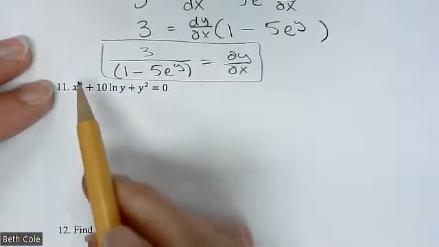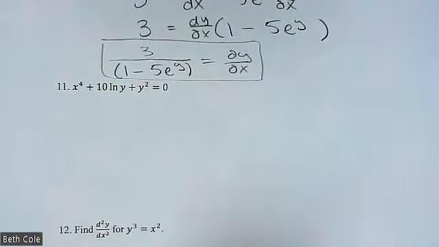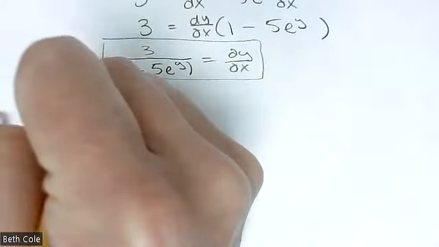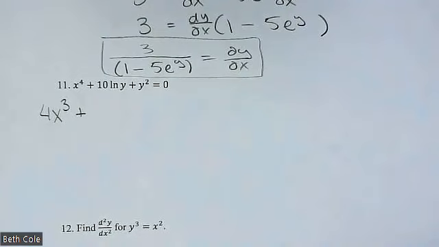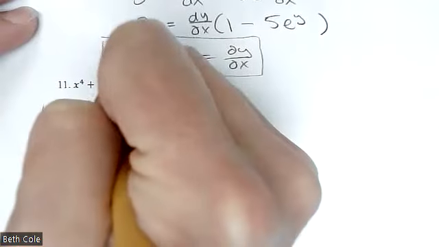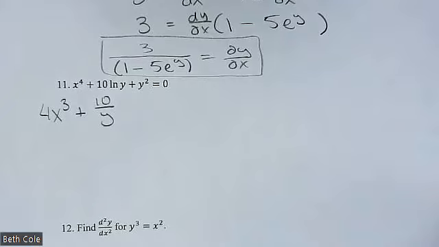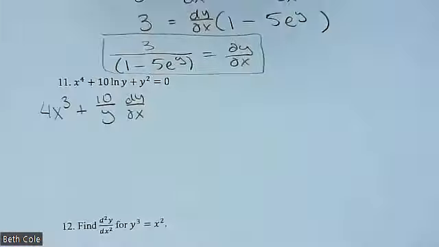All right. X to the 4th. What's your derivative for x to the 4th? All right. 4x cubed plus, the 10 is just there. Just 10 is a coefficient. Your derivative of ln of y, 1 over y. So I'm going to write 10 over y times dy dx.